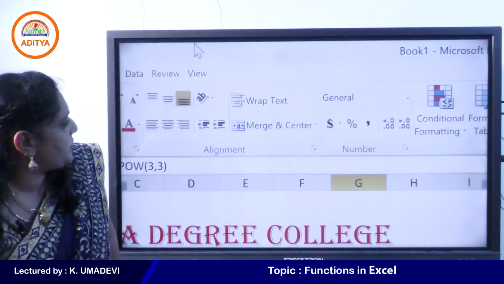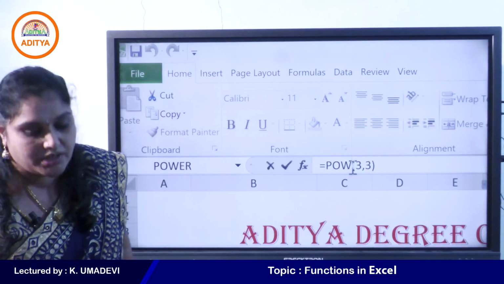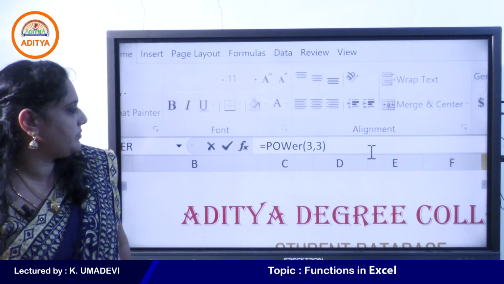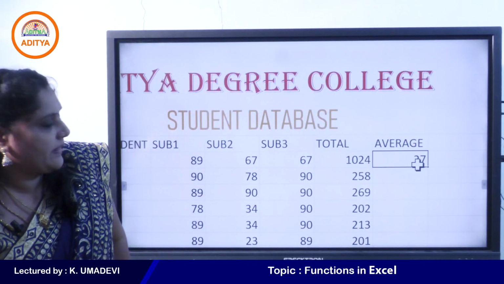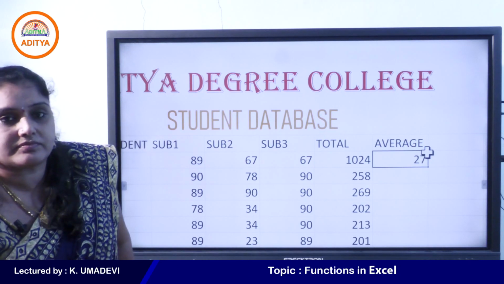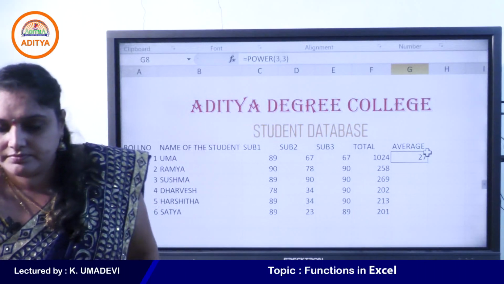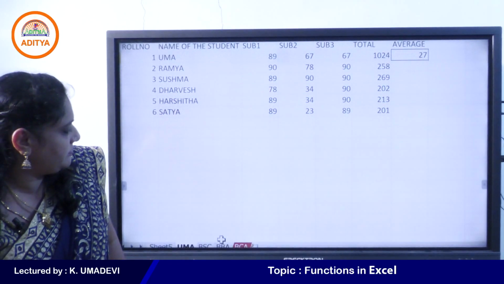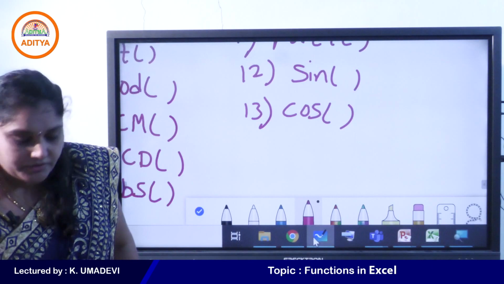So now you can go to formula bar and you can modify the function name. So now it displays the result. Right, students? Okay. So what is the next one?